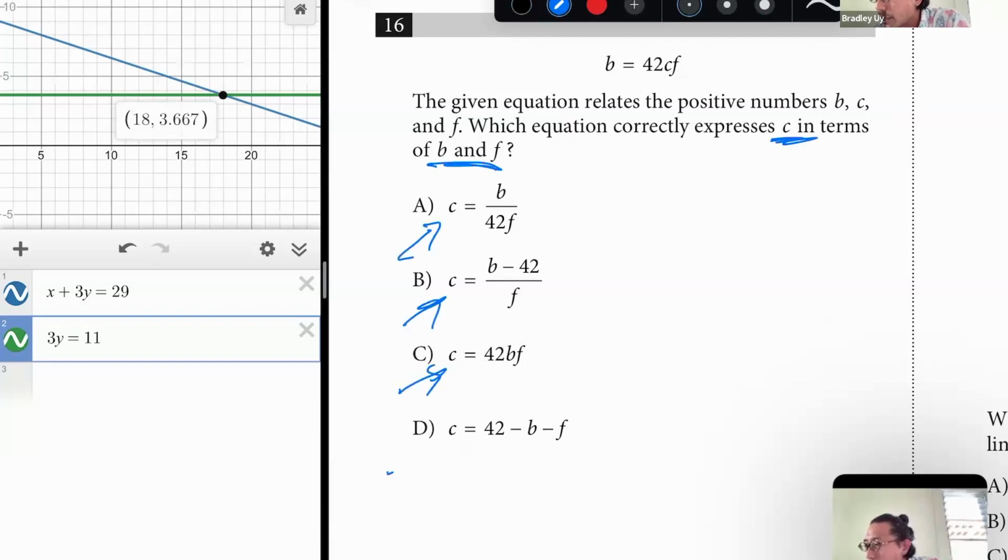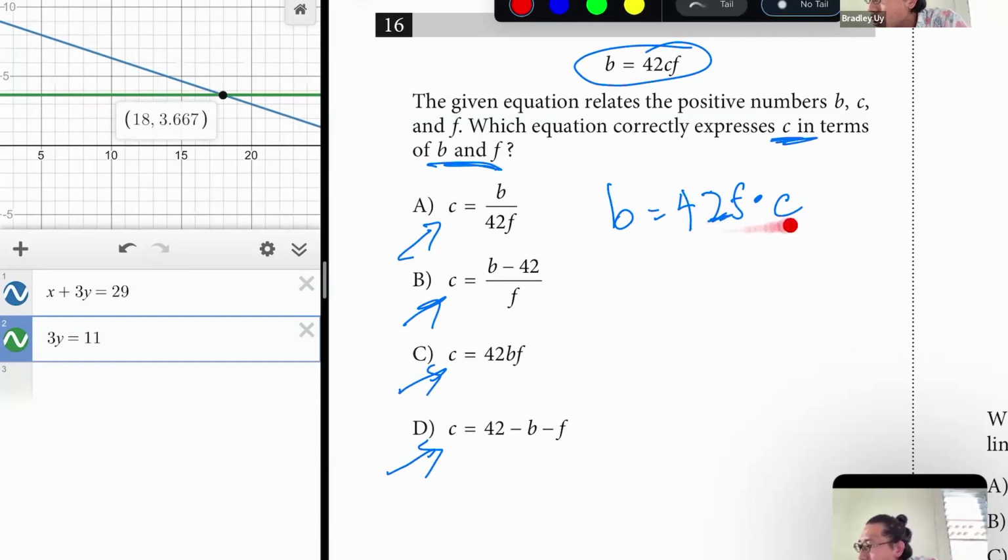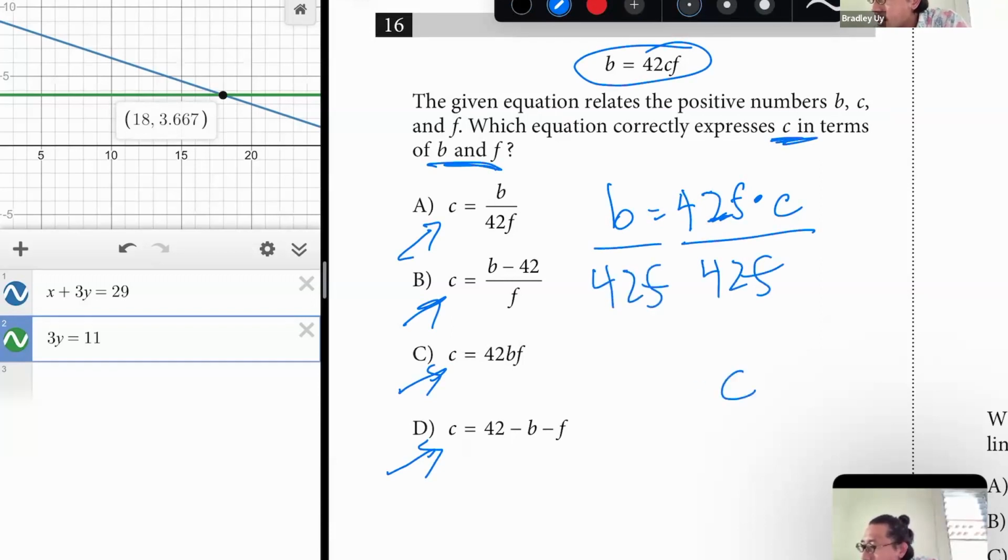Okay, so if you weren't sure what they're asking, they're just asking you to get C by itself from this equation. So to do that, let's say I wrote this like that. Okay, because it is all multiplication on the right side of this equation. It's all multiplication, and they can be rearranged. To get C by itself, you would divide both sides by 42F, divide both sides by 42F, and so you get C equals B over 42F.